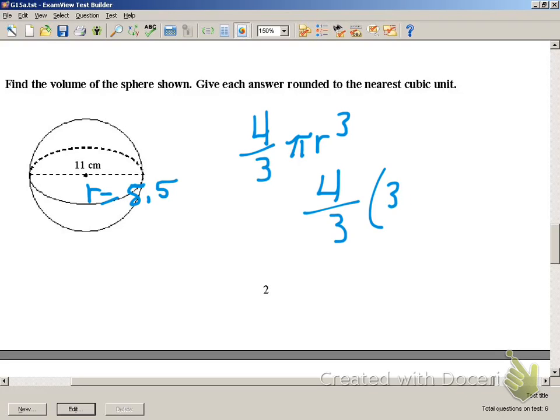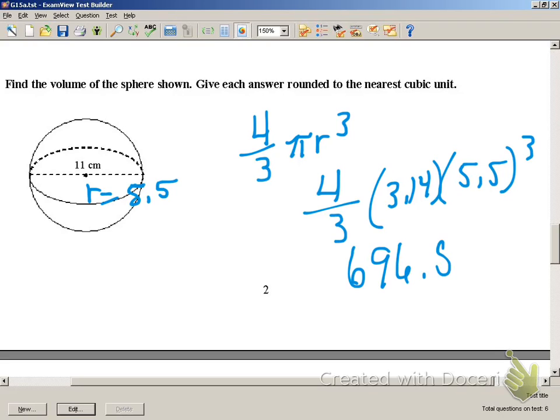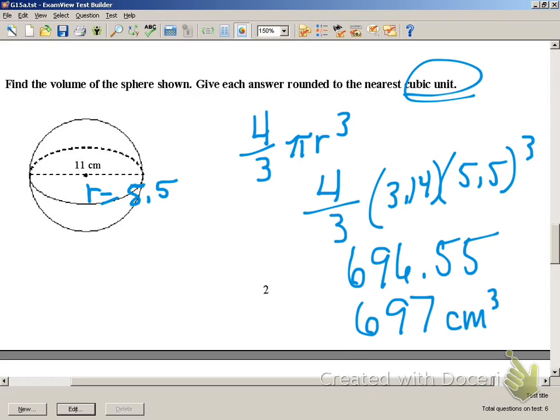4 times 3.14 times 5.5 cubed. So I'm going to say 5.5 cubed times 3.14 times 4 divided by 3. I get a number of 696.55. And now we're asked to round to the nearest unit, so that would be 697 cubic centimeters. And that is the startup for this week. Going back and working in surface area again.